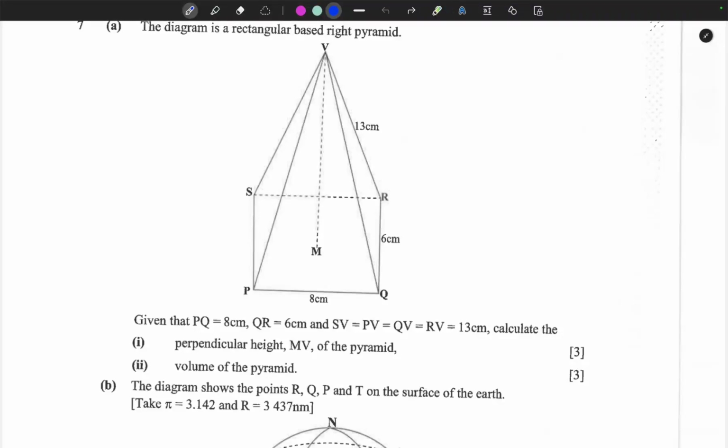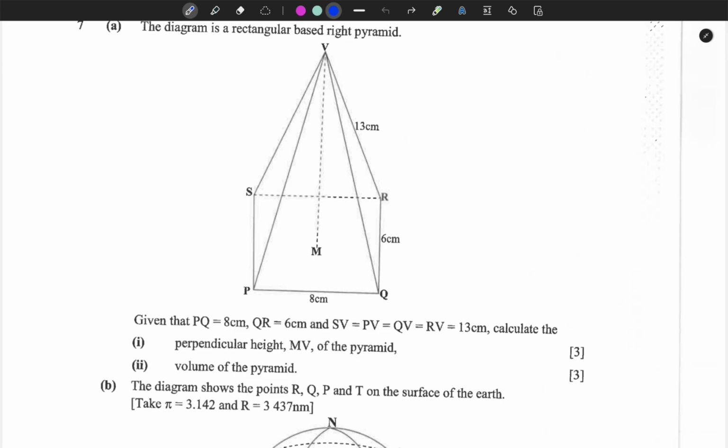My beautiful learners, in this video we are going to focus on question 7 from section B of Mathematics paper 2 for the year 2024 for internals. Under question 7, we have two questions. A is based on the topic of mensuration and B on the topic of earth geometry. So let's begin with our first question, A.